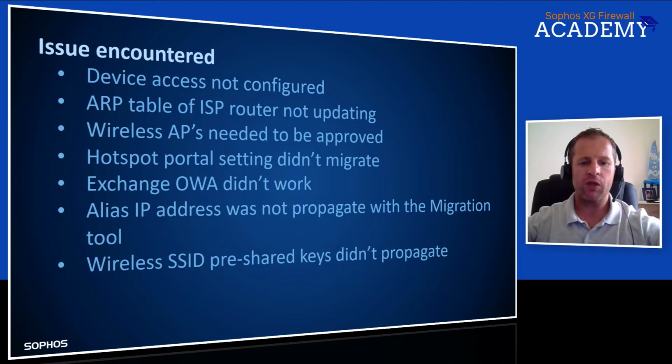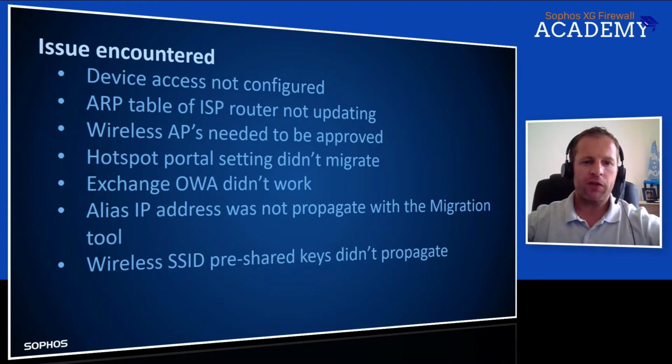So what is this? The specific customer has an ISP that gives them 5 public IPs, and we create them as aliases on the XGs, similar to the SG for that matter. But these public IPs weren't propagated properly with the migration tool. So we had to go and specify the aliases. It was only 5 IP addresses, but we needed to realize that we have to do that.